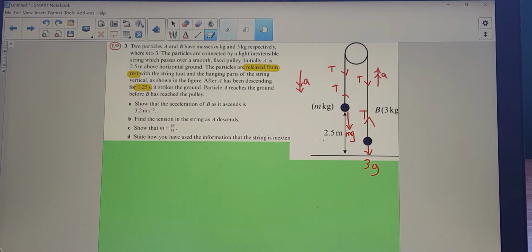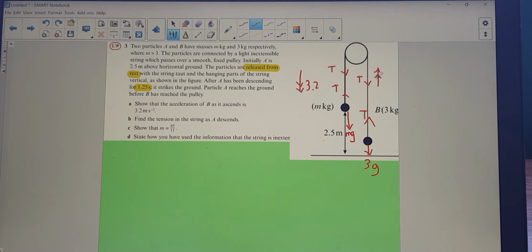First thing I'll do is just update. I know my acceleration is 3.2. And this one is going to be going up at 3.2 meters per second squared. I'm struggling for space a little bit there.